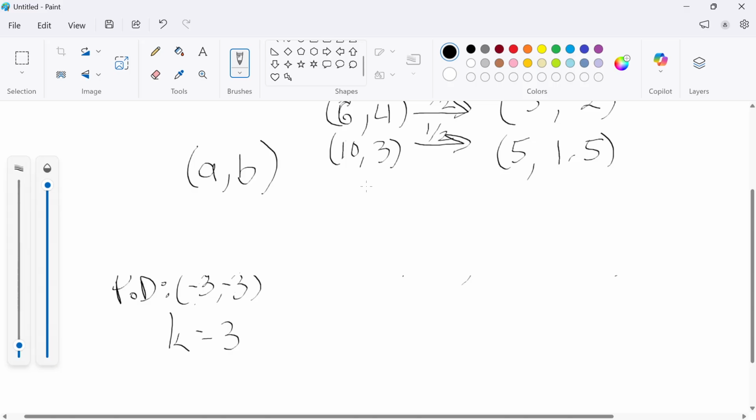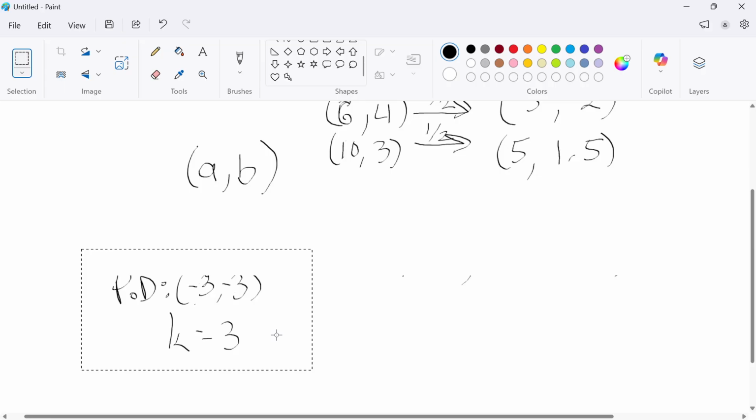Now, what if it's a point A, B instead of the origin? And this is not difficult.